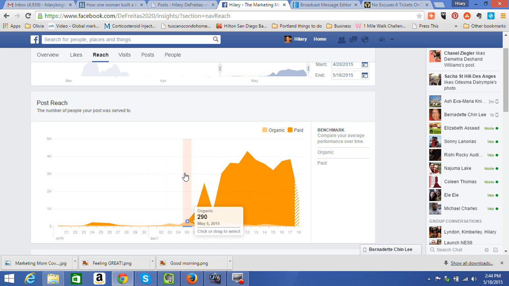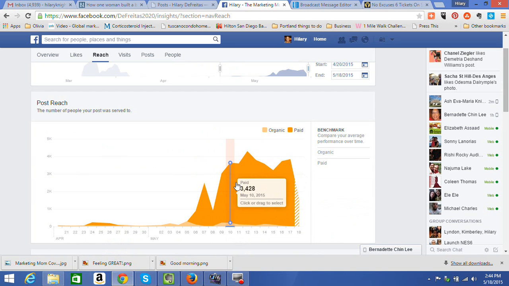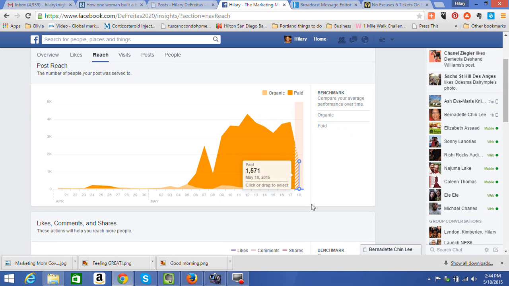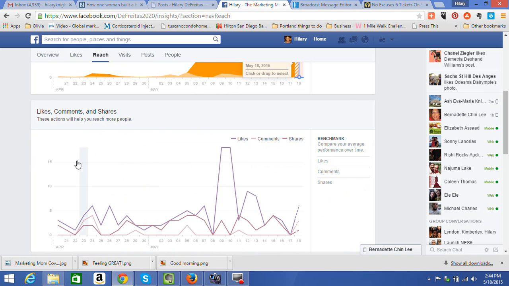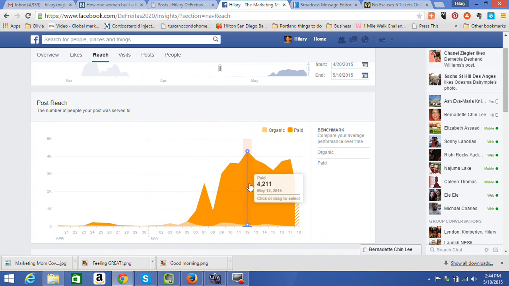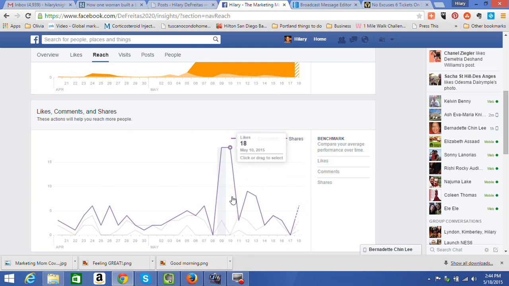But in order to get eyeballs on your fan page, most people tend to go for paid advertising, just for people to see the ad. They then rely on the different posts to get engagement and likes. You also see here it breaks it down in terms of the actions of the people who have been reached. So of these 4,000, how many people have liked, commented, or shared your post.